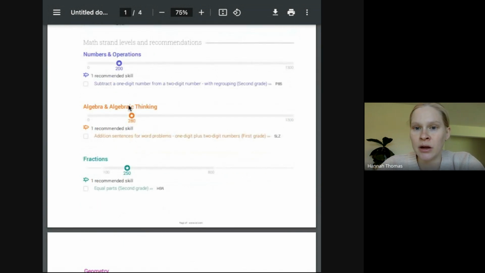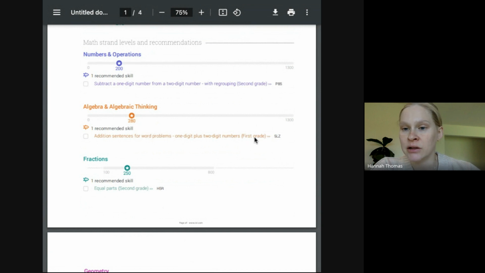Next is algebra and algebraic thinking. The recommended skill is addition sentences for word problems, 1-digit plus 2-digit numbers. This is showing a 2nd grade standard, and this is showing a 1st grade standard. So they caught that even though she is 280, there was one skill that she struggled on within this strand that she does have to master in order for this number to get any higher.